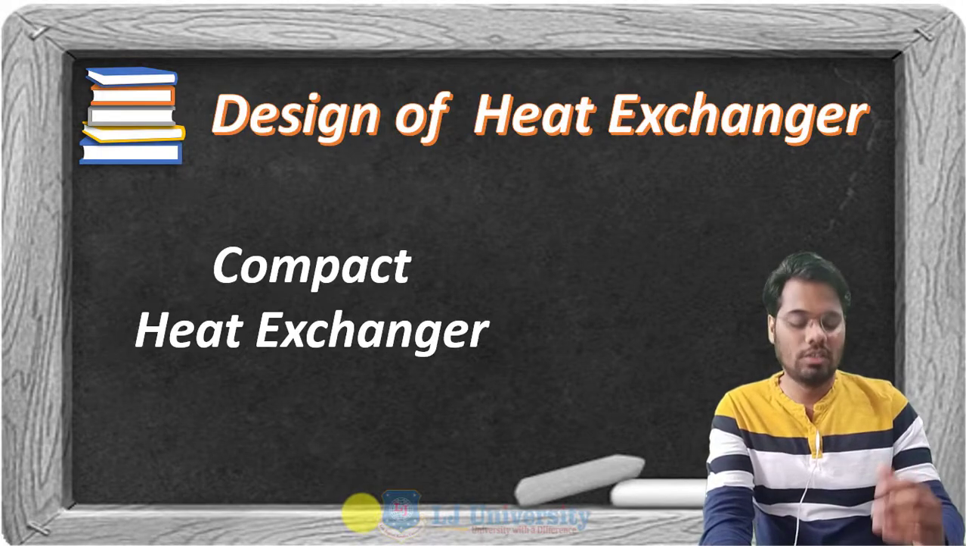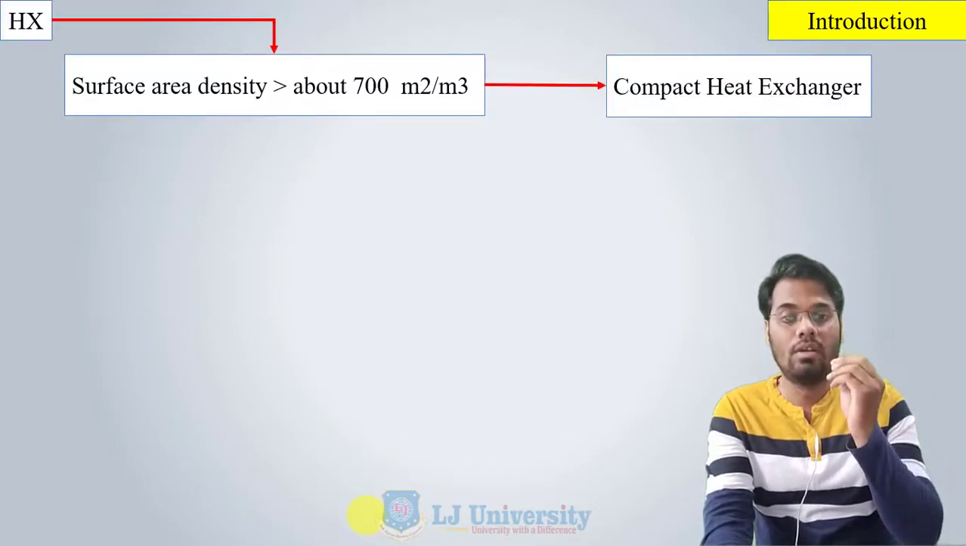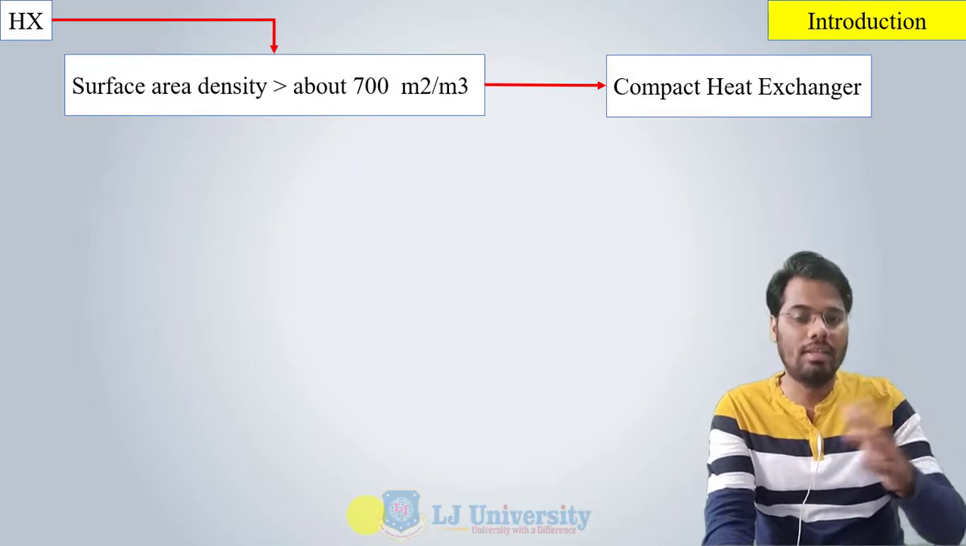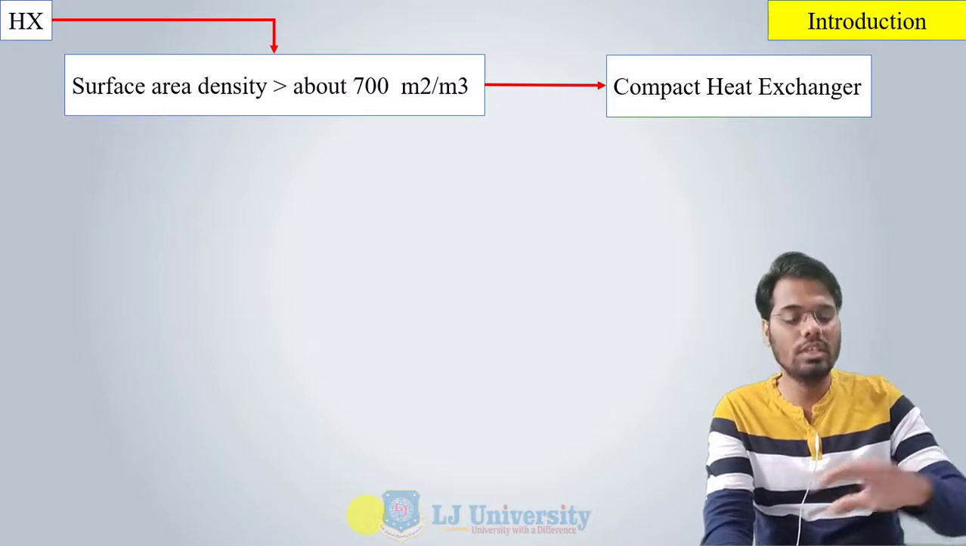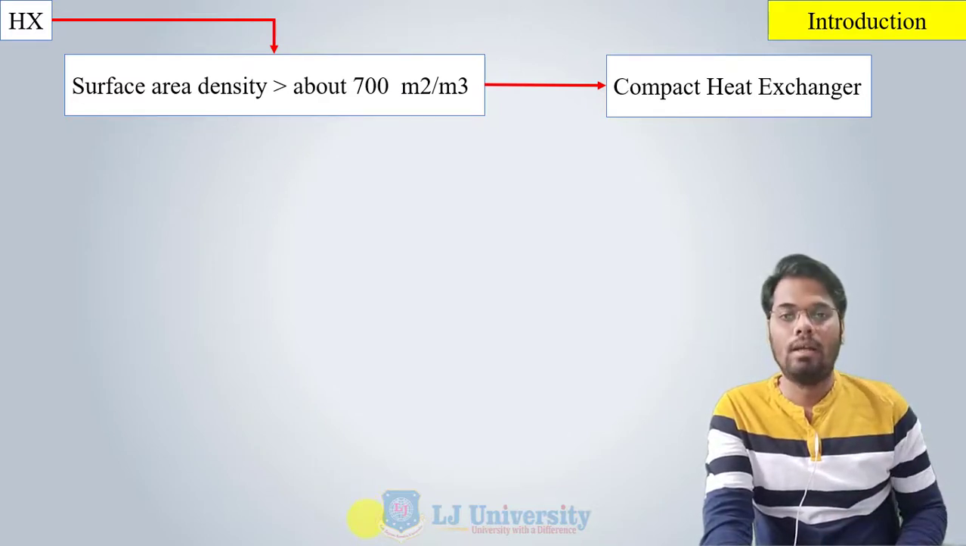Now our first question is, what is a compact heat exchanger? In our previous semester in the heat transfer subject, we classified heat exchangers in different ways. In that classification we learned this term compact heat exchanger. So what is a compact heat exchanger? A heat exchanger whose surface area density is greater than 700 meter square per meter cube, whose surface area per unit volume is greater, is generally known as a compact heat exchanger.